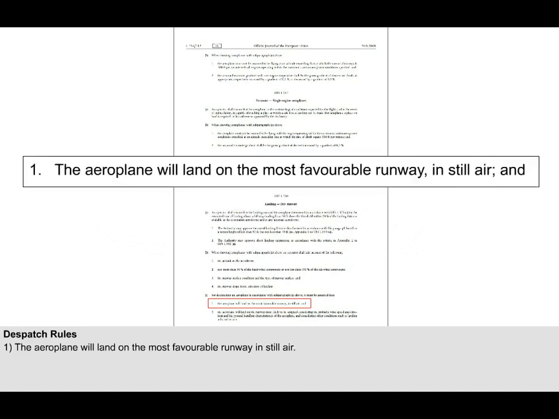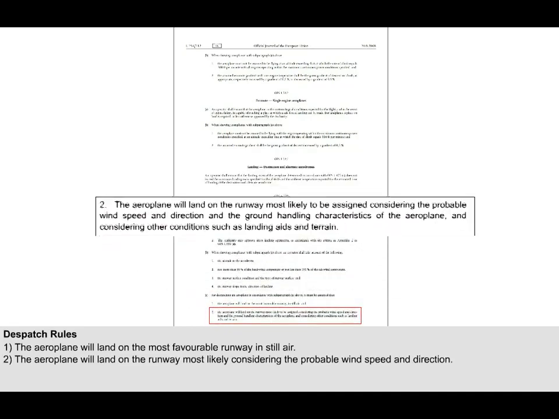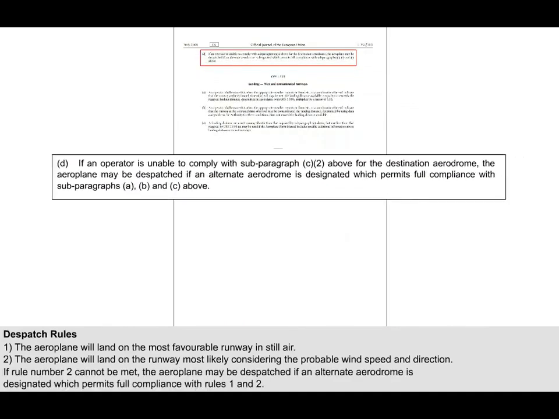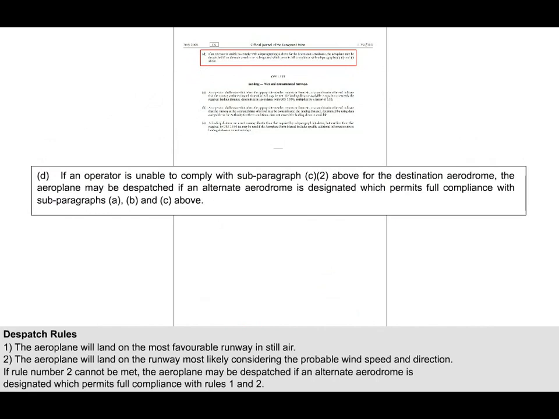The dispatch rules, found in EU OPS 1.550, paragraph C, state that for dispatching an aeroplane, it must be assumed that firstly, the aeroplane will land on the most favourable runway at the destination airfield in still air, and secondly, that the aeroplane will land on the runway most likely to be assigned considering the probable wind speed and direction. If this second assumption cannot be met, the aeroplane may be dispatched only if an alternate aerodrome is designated, at which full compliance of the regulatory dispatch requirements can be met.